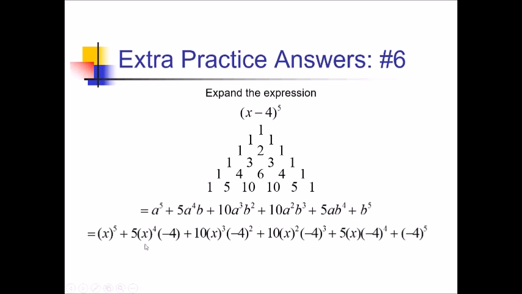All right, let's see. Simplifying this, x to the 5th is just x to the 5th. For this next one, we have 5 times negative 4, so that's negative 20, x to the 4th. Next, we have, let's see, 16. If we square that, positive 16 times 10 is 160, x cubed. Then we have a negative 4 cubed is going to be negative 64 times 10 is negative 640 with an x squared. Next, negative 4 to the 4th, that's 256.